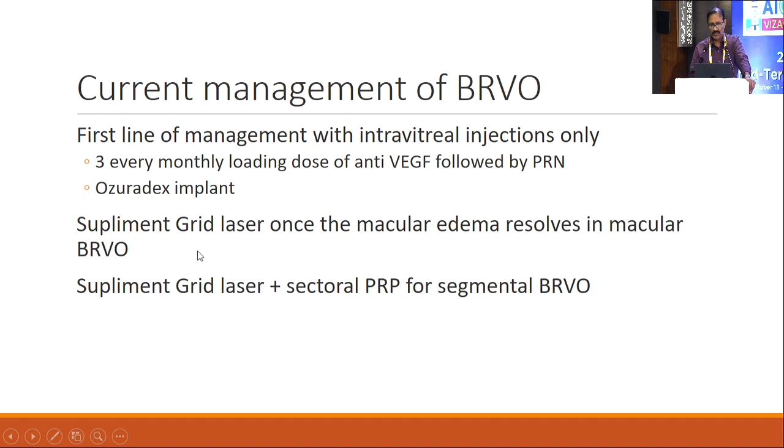We can add supplemental grid laser in a few cases of macular edema in macular BRVO, meaning only macular BRVO is there. You have to add a sectoral panretinal photocoagulation if you have new vessels over the disc or new vessels elsewhere, to reduce the number of anti-VEGF injections in the management of BRVO.